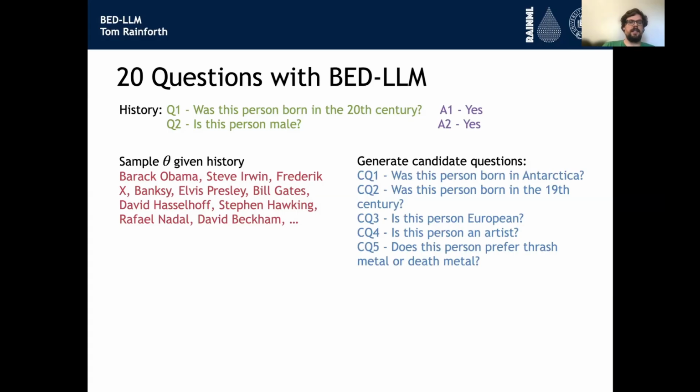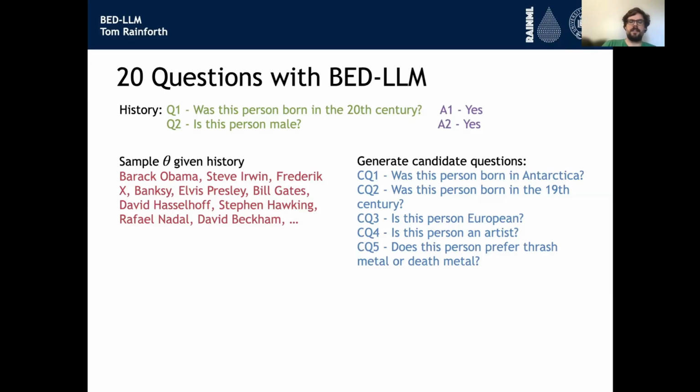The other thing we then need to do is generate these candidate questions. We need to say, what questions might we ask next? So we're going to prompt the LLM to suggest sensible questions to ask next. Here are some possible examples, most of which are not very sensible. One question would be, was this person born in Antarctica? Obviously this isn't going to be a good question, because I believe 11 people in history were born in Antarctica, so we're pretty certain the answer is no. Another bad question would be, was this person born in the 19th century? This is specifically bad because of the information we already have. We know the person was born in the 20th century, so it's a bad question.